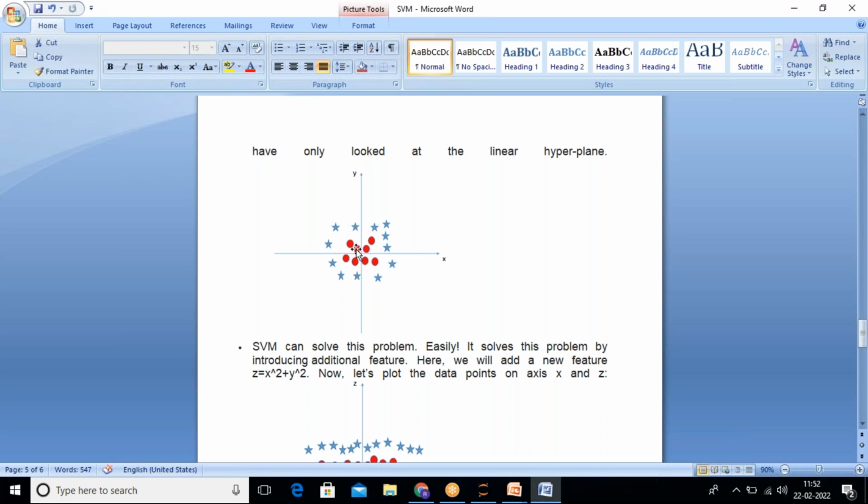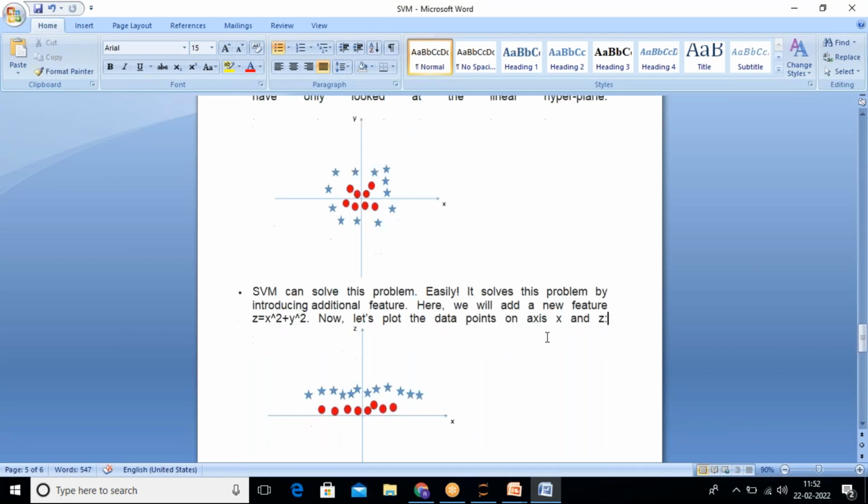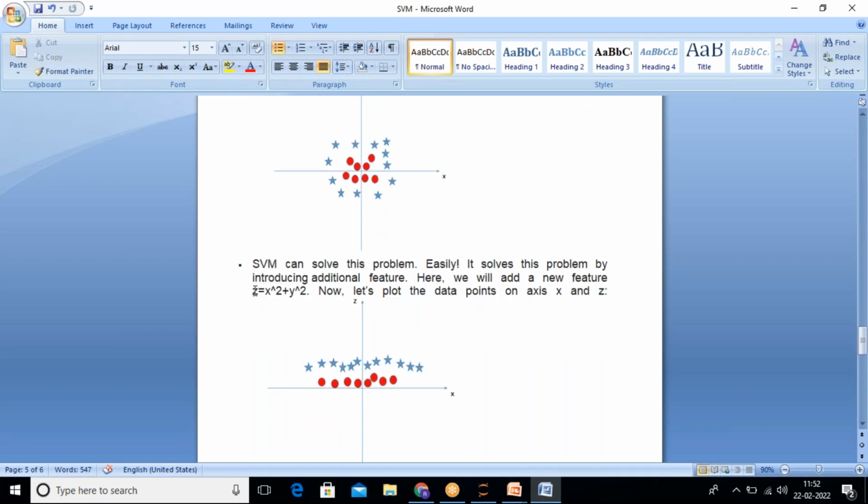Okay, so SVM, this is a non-linear data set. Now SVM can solve this problem easily. It solves it by introducing an additional feature, and this is called the kernel trick or kernel feature. We have to take another axis, called z, where z equals the square of x plus the square of y. See, z equals x square plus y square.